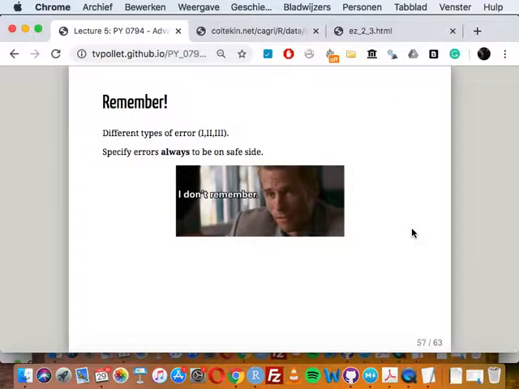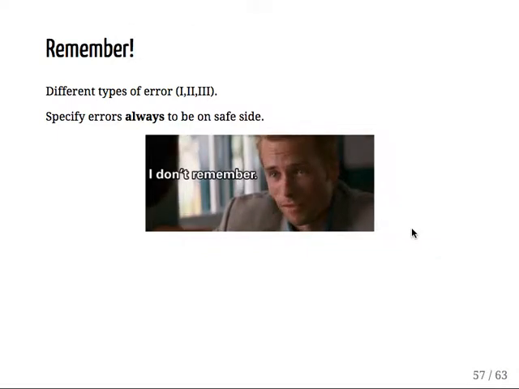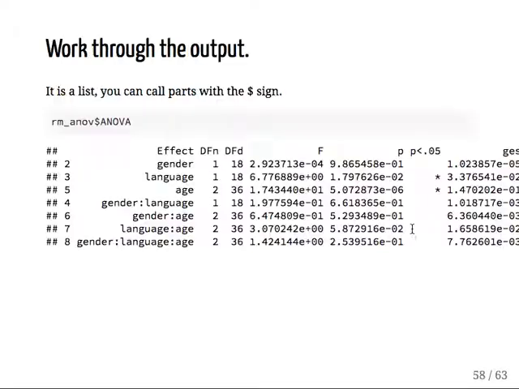Okay. So you remember that we have these type 1, type 2, type 3. Again, you should always specify explicitly that it's type 1, type 2, or type 3 to make sure that you get the type of errors that you want. If you don't do that, you're left to the default and you're going to have to look in the package to see what its preference is. SPSS by default will always do type 3. Here it's best to always say, I want this one, I want this one, I want this one.